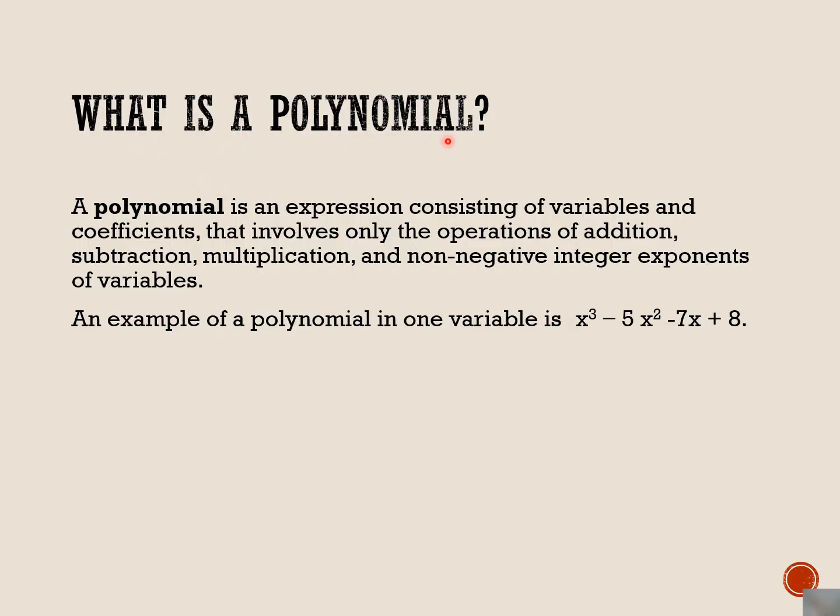What is a polynomial? A polynomial is an expression consisting of variables and coefficients that involves only the operations of addition, subtraction, multiplication, and non-negative integer exponents of variables. Here is an example of a polynomial in one variable: x cube minus 5x square minus 7x plus 8.